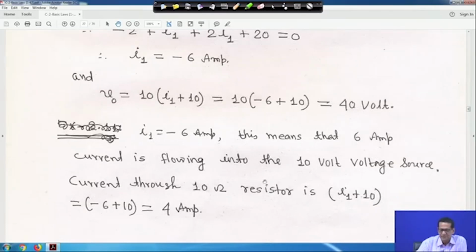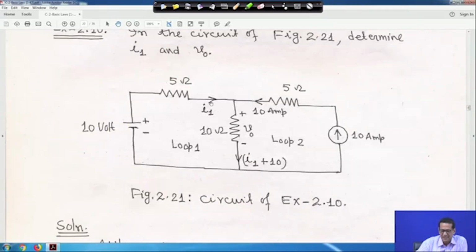This means that 6 ampere current is flowing into the 10 volt voltage source. I told you that as I1 is minus 6, the current is flowing in this direction, entering the plus terminal. That means this 10 volt source is absorbing power, because when current leaves the plus terminal it is supplying power, and when it enters the plus terminal the power is absorbed. So, let me clean it.